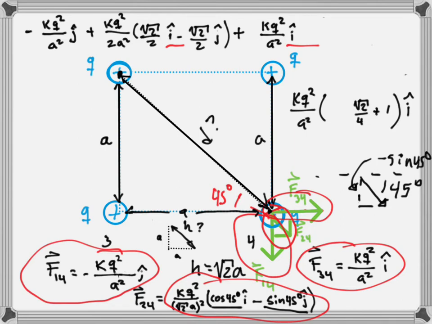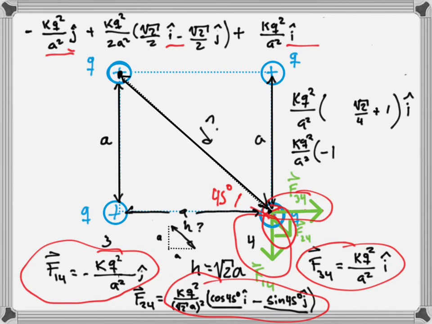So I've added the terms that have i hat, so that means adding the x components of all the vectors that add up to the net force. Moving on to the y components, we have these two terms. We have the first one with the j hat, so now we're going to add the j hat terms. So the first one is minus kq squared divided by a squared.